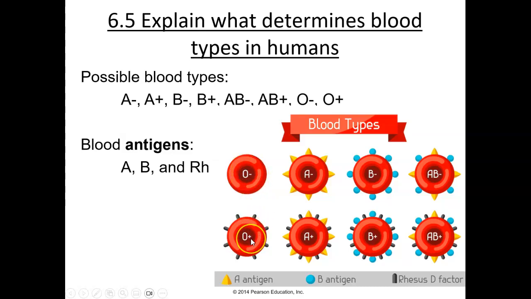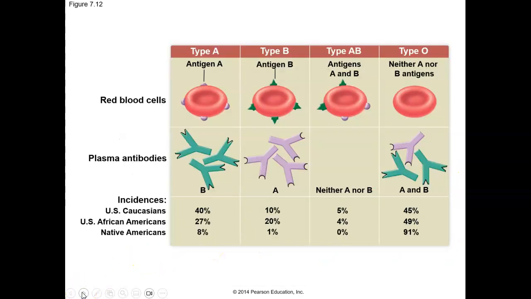Positive and negative. Positive means you have Rh. Negative means you don't have Rh. So these are just proteins on the surface of the cell, identifying what kind of cells these are. There's another little trick that's happening.